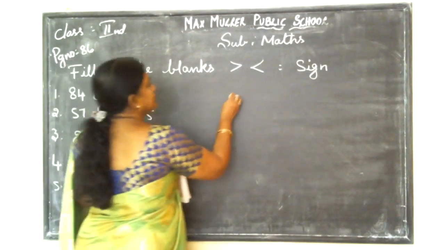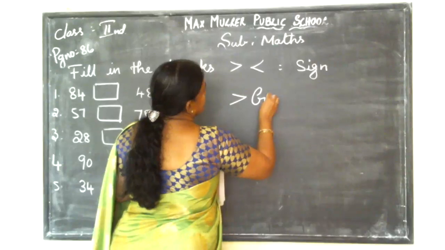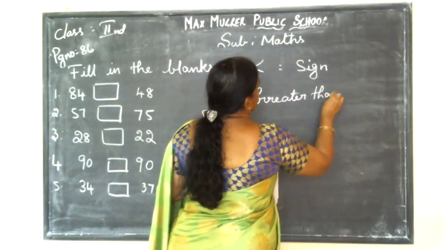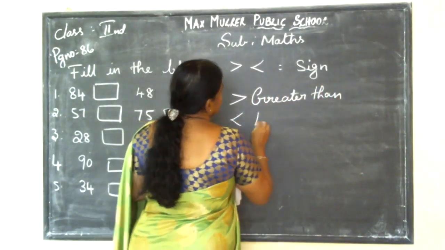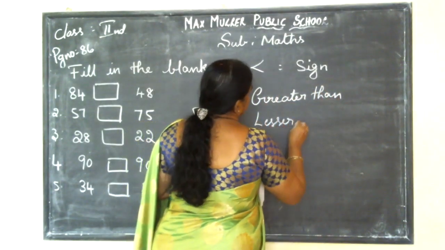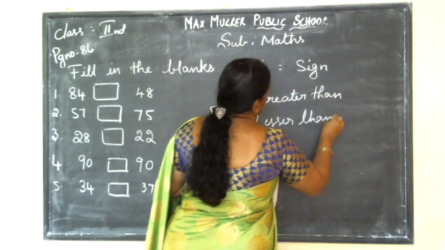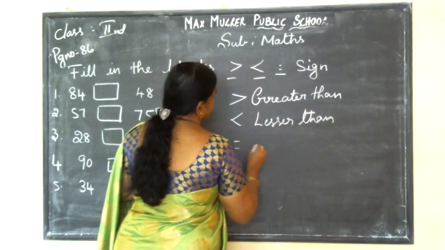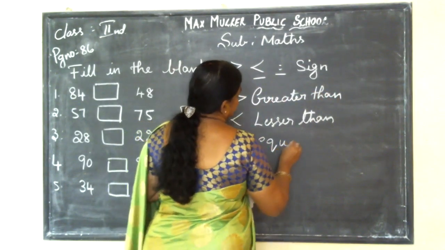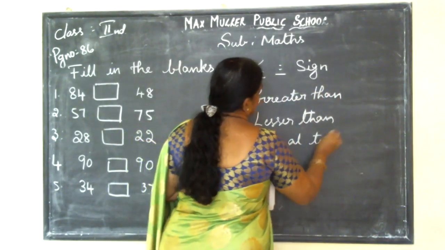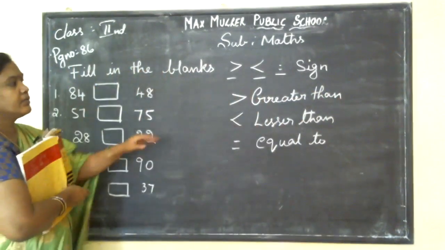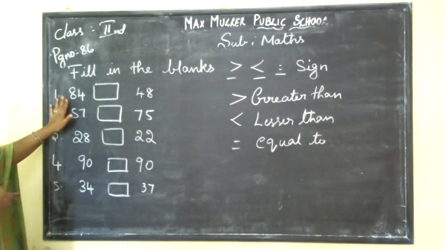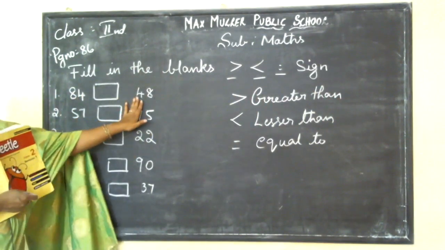Greater than sign. This is greater than. This is lesser than. This one is equal to sign. You will use these three signs for this. Understood, children? Here, this side is a 2-digit number, this side also a 2-digit number.